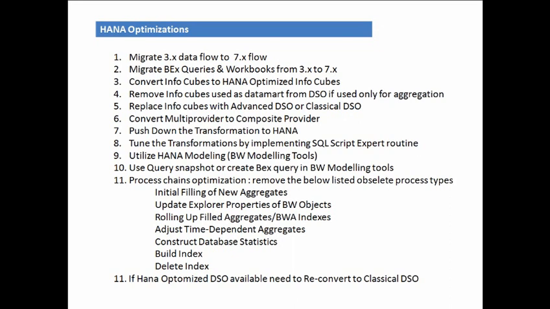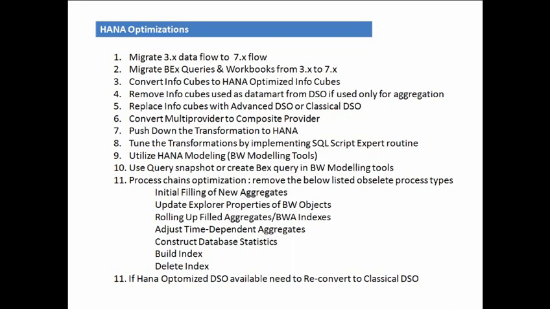And convert multiproviders to composite providers, and then push down the transformations only for specific use cases where my transformations are really slow. Once it is migrated to HANA, I can start customizing or optimizing those transformations by implementing HANA expert script routines using ABAP managed database procedures. And we start leveraging BW modeling tools of HANA perspective and query snapshots. If there are some queries which are running slow, I can start using the concept of query snapshots to improve query performance.